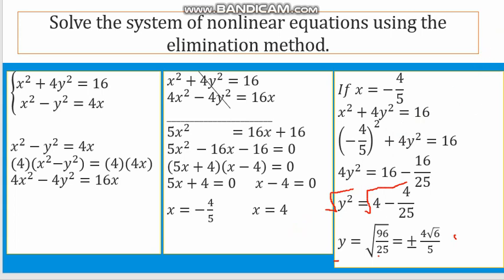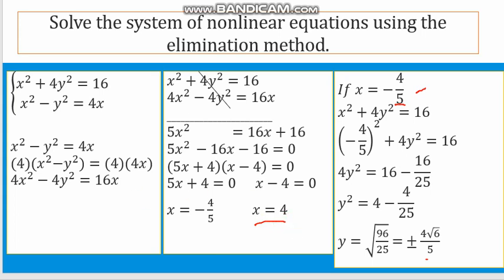Okay, if our x is equal to negative 4 over 5, there are two pairs: negative 4 over 5 with y equal to negative 4 square root of 6 over 5, or the second, negative 4 over 5 and positive 4 square root of 6 over 5. That's the two pairs. However, we still have x equal to 4, so we need to find its partner for x equal to 4.